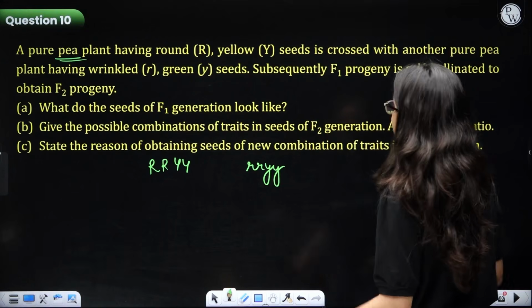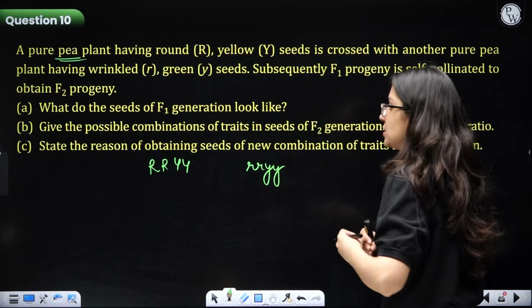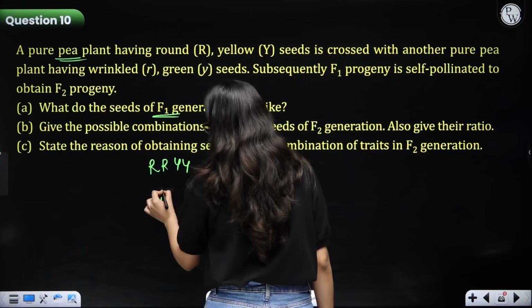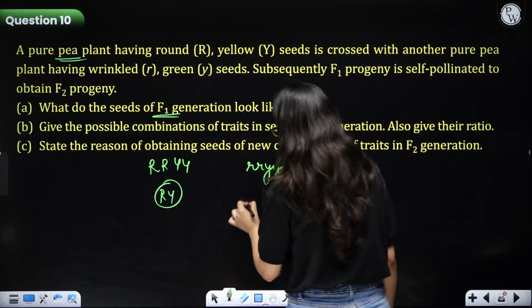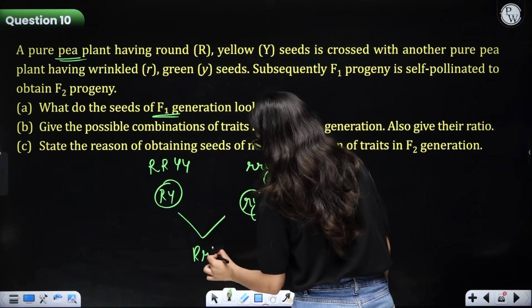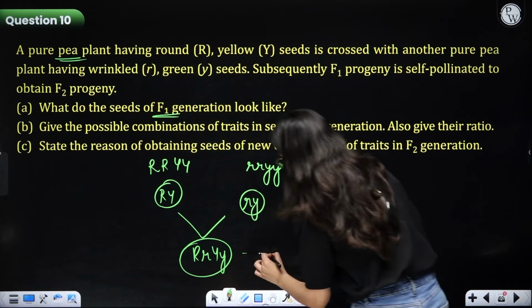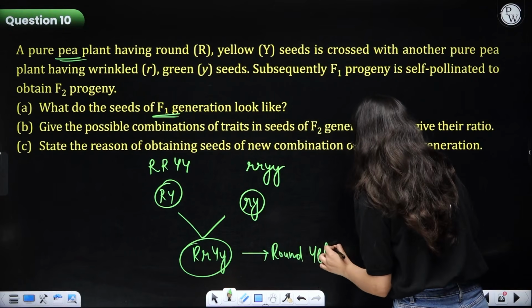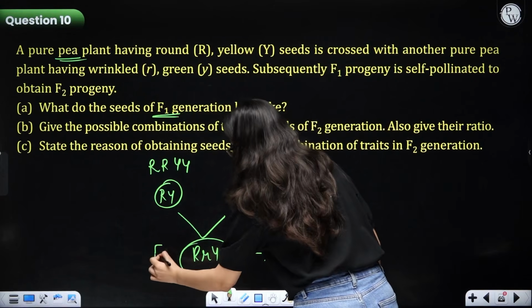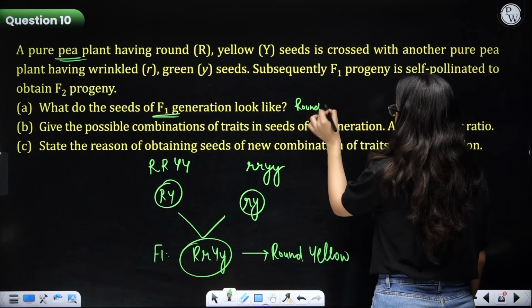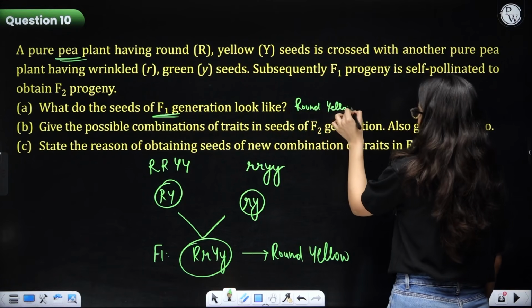Subsequently, the F1 progeny is self-pollinated to obtain the F2 progeny. Cool. But they are asking about the seeds of F1. So again for F1, make the gametes capital R, capital Y, small y. So when they cross, capital R, capital Y, small y, which means all will have round and yellow seeds. This is your F1 condition. So F1 will have all round and yellow seeds. Got my point?